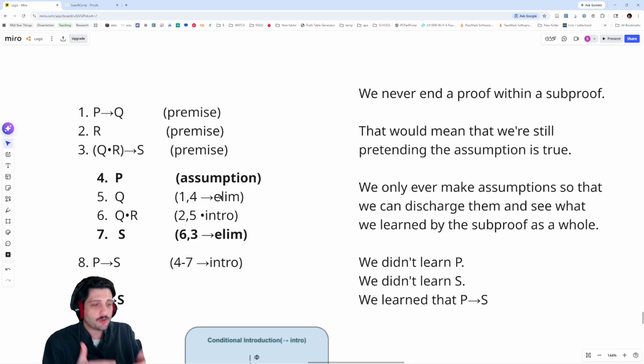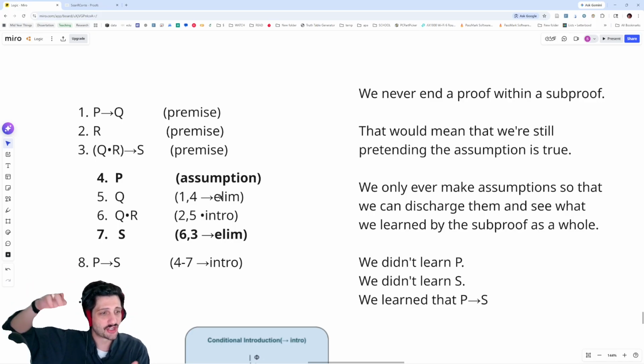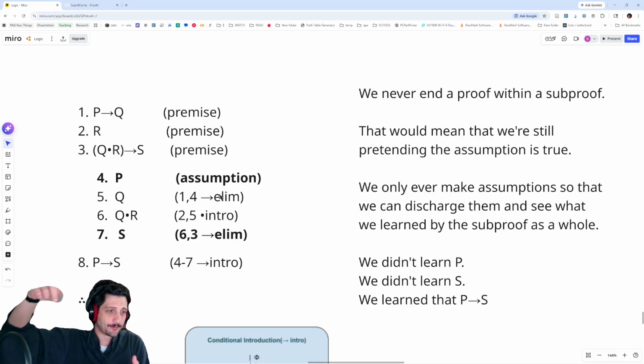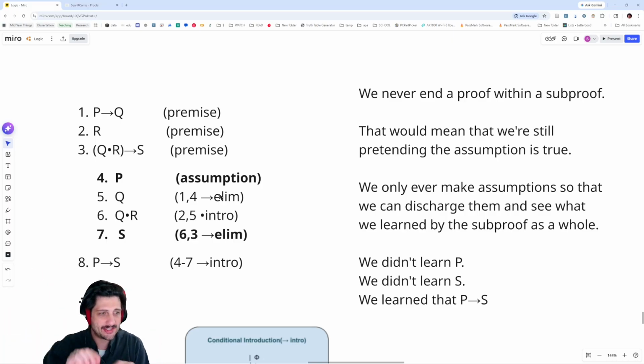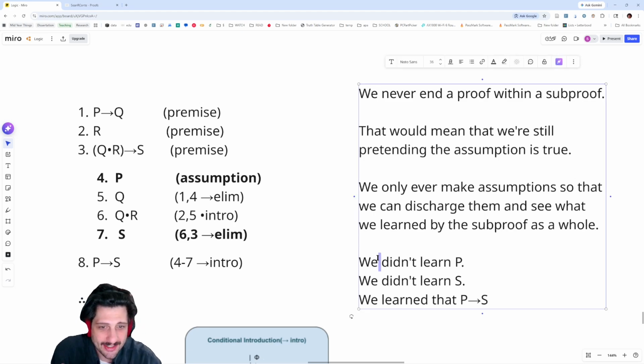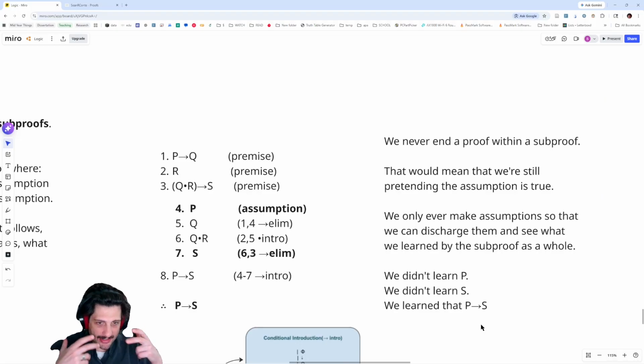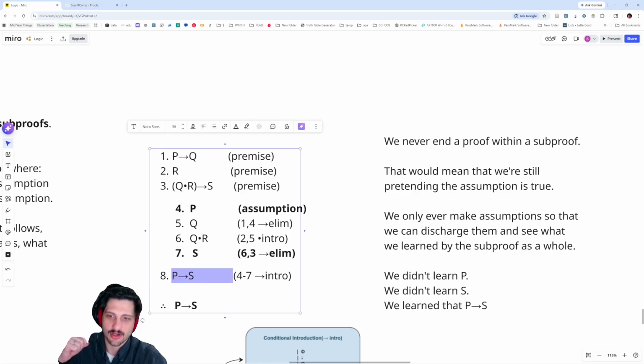So once we're outside of the subproof, we never point to a particular line in the subproof. We don't do that at all. All that we do is point to the subproof as a unit: here's a story where we showed that this assumption led to this conclusion. And we just accept that as something we should believe. But none of the individual pieces have we justified. So again, we didn't learn P. We didn't learn S. We learned that P leads to S. And it's this conditional structure that's so important here. That's why it's a conditional introduction.